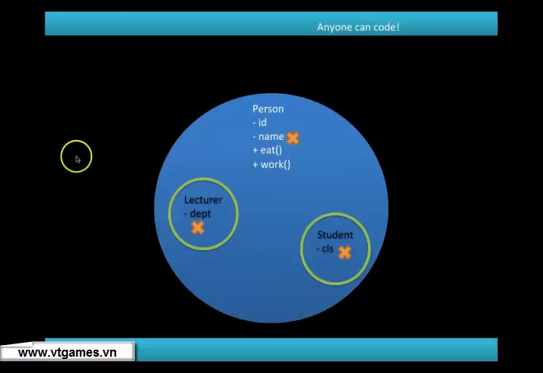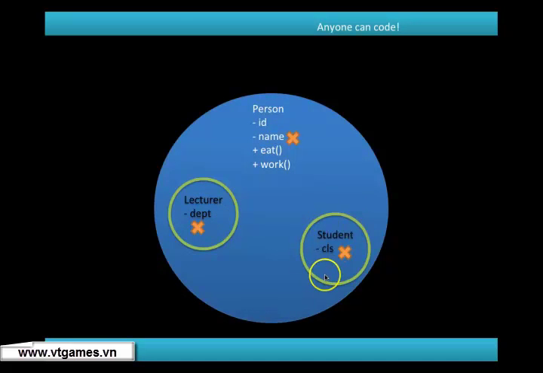So we have the case of a person which has the ID and name. The person is able to eat and able to work, and a subtype of it is a lecturer. A lecturer is also a person, so the lecturer can also have the ID and name, will be able to eat as well, and will be able to work as well. Besides those common characteristics and behaviors, the lecturer has its own special characteristic, which is the department.